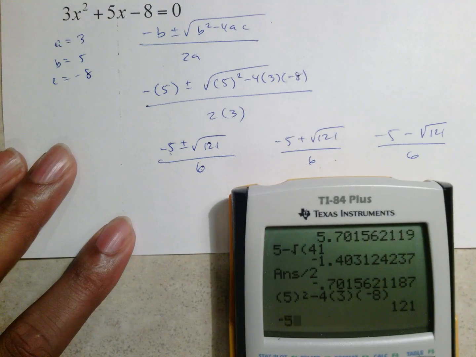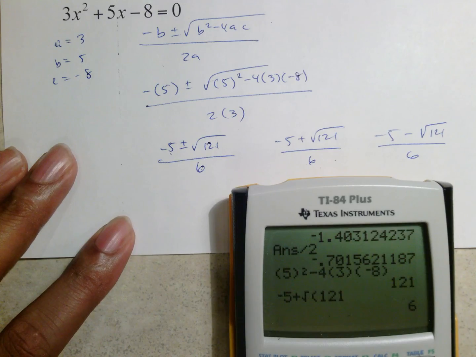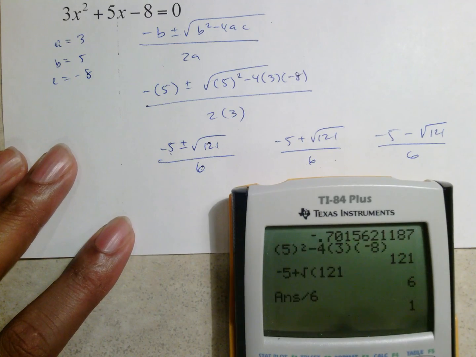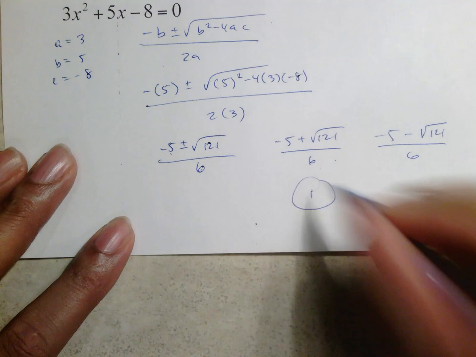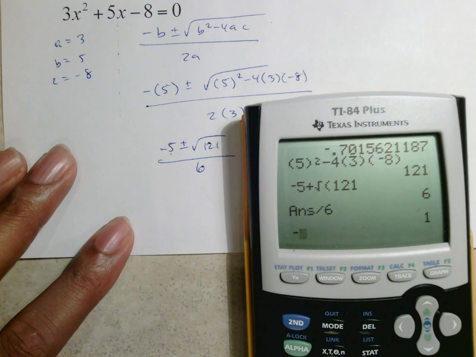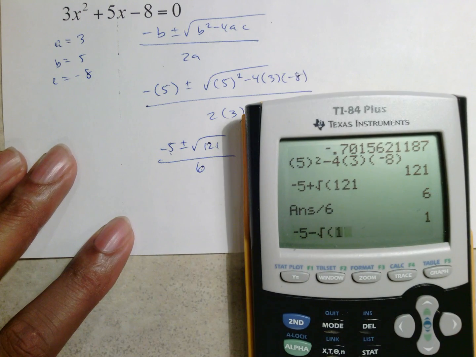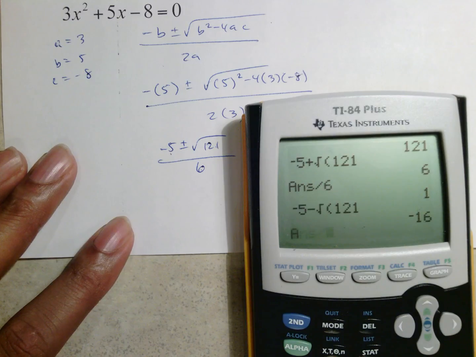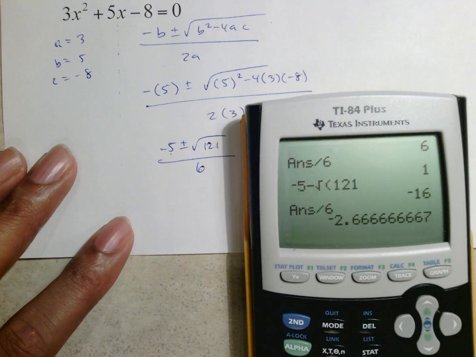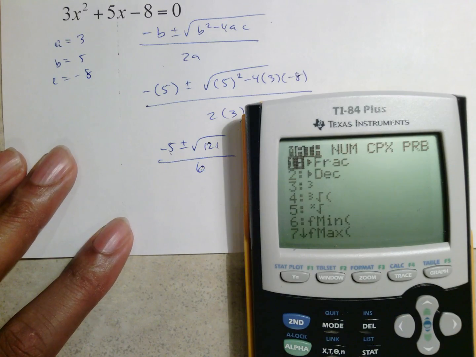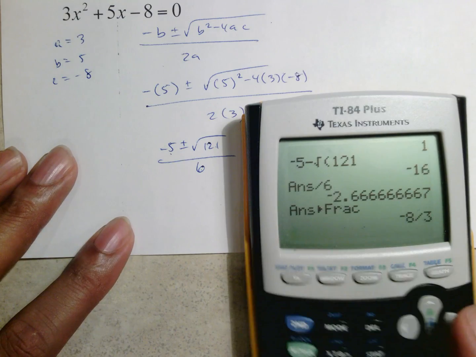So negative 5 plus square root of 121 equals, divided by 6 equals 1. Of course, we could probably do that without doing that part. And the other answer is negative 5 minus square root of 121 equals, divided by 6 equals, and we don't want a decimal, we actually want a fraction. So math, enter, which gives me negative 8/3.